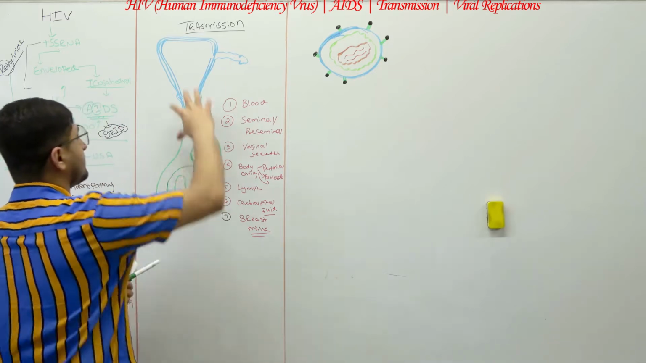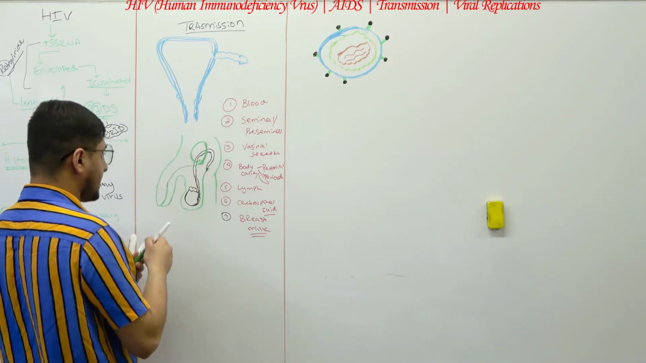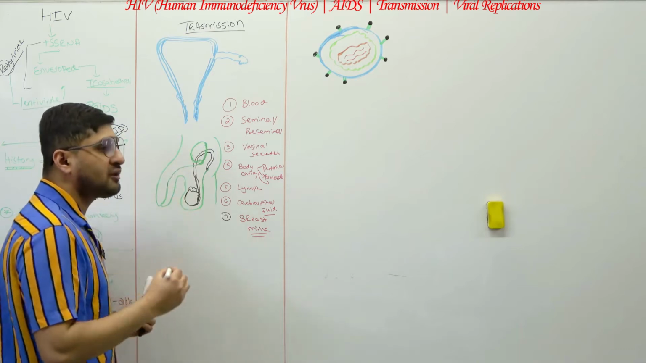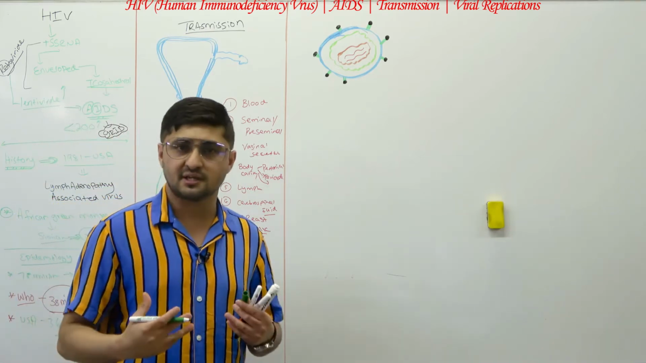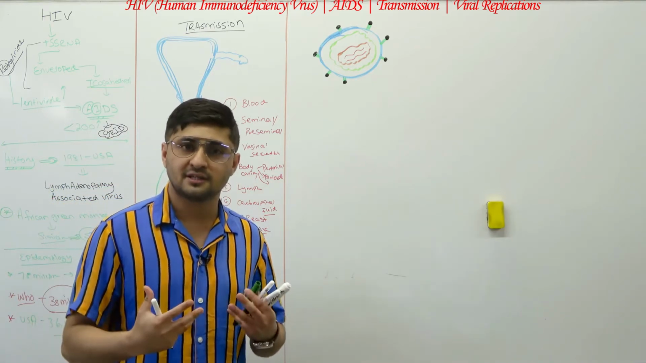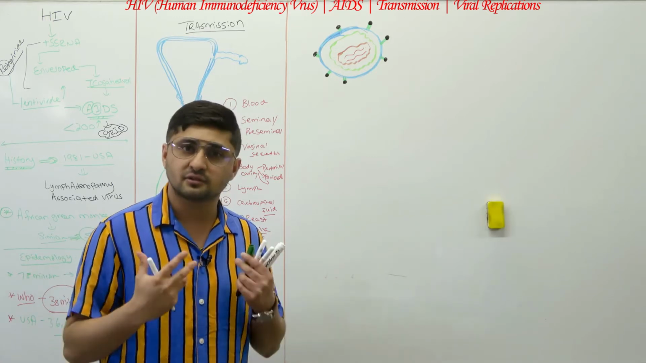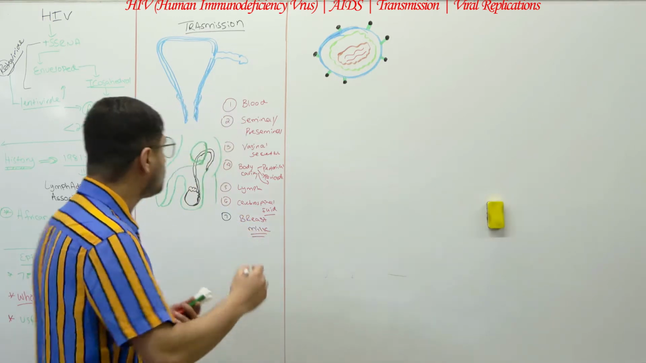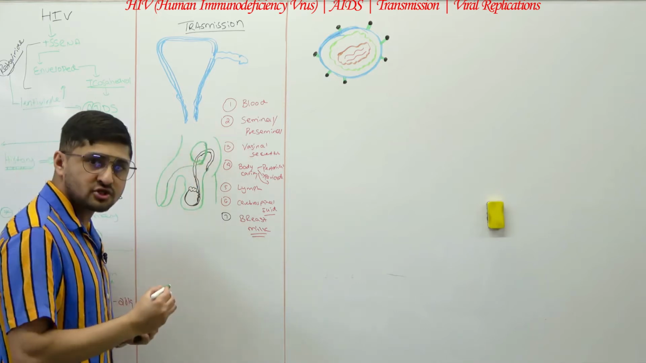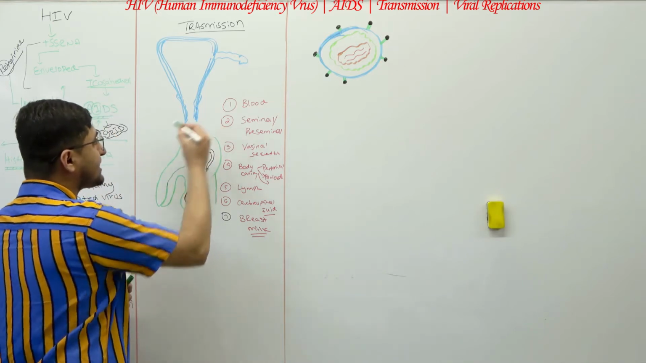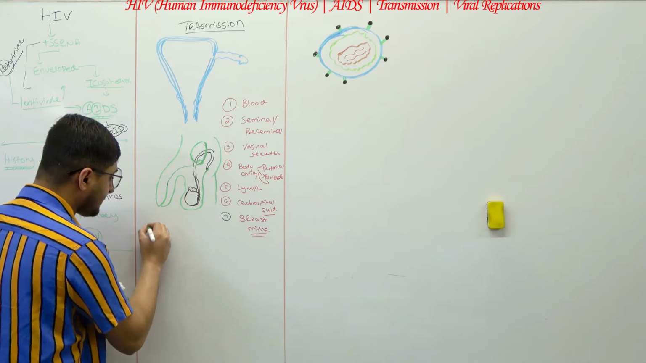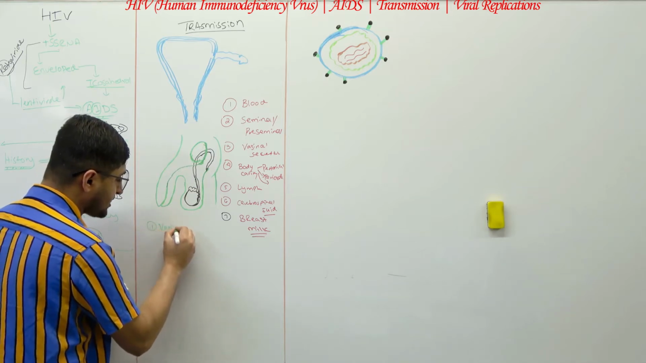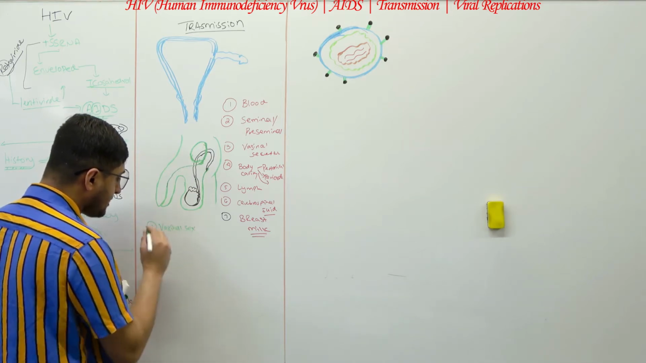Here, this is basically your uterus, right? And this is your vagina, right? So whenever you have physical sexual contact with, let's just say, an infected person, like vaginal sex, that is one of the ways. The mode of transmission is vaginal sex, right?